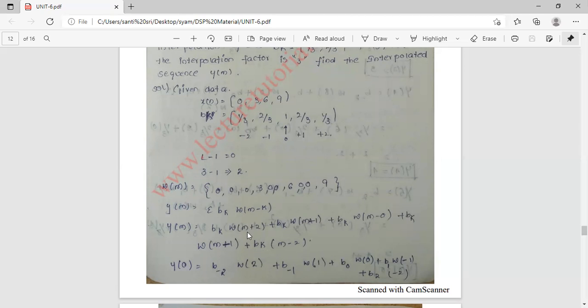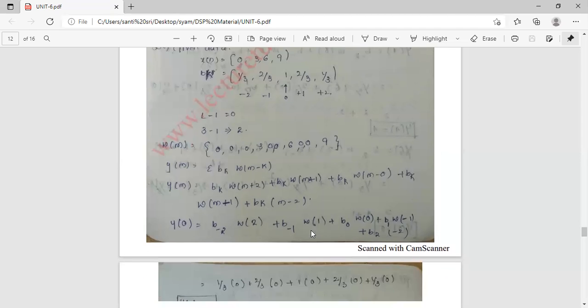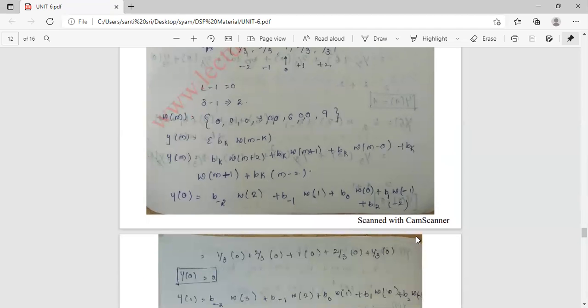First of all, y of 0: this is w of 2, with m is 0, w of 1, w of 0, w of minus 1, w of minus 2. What is the w of 2 value? 0. W of 1 value is 0. W of minus 1 value is 0. W of minus 2 value is also 0. Like that, we'll substitute these values. So then y of 0 will become 0.